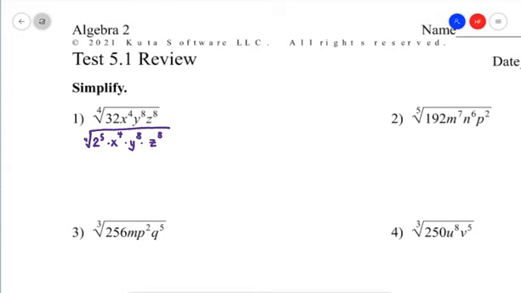So each of the exponents are greater than 4, so each of them will have something that comes out. We're going to divide the exponents by our index. We get 1 with a remainder of 1, 1 with no remainder, 2 with no remainder, and 2 with no remainder. So I'm just taking each of those exponents, dividing by 4.